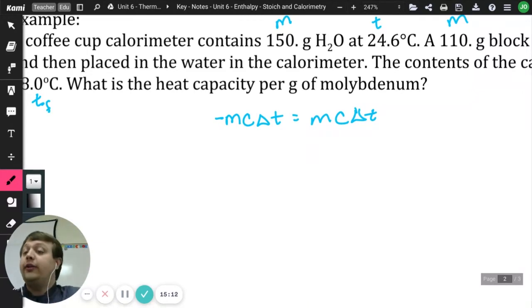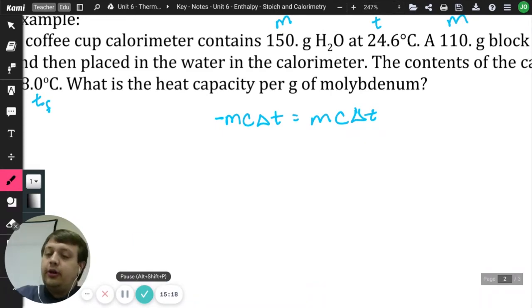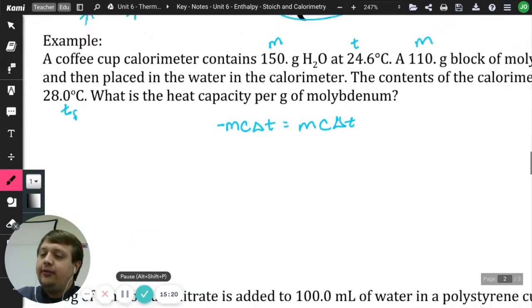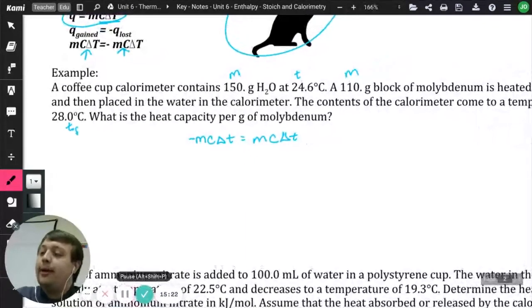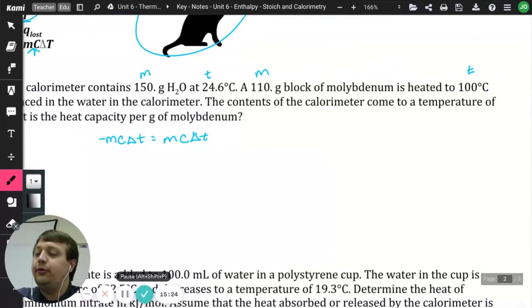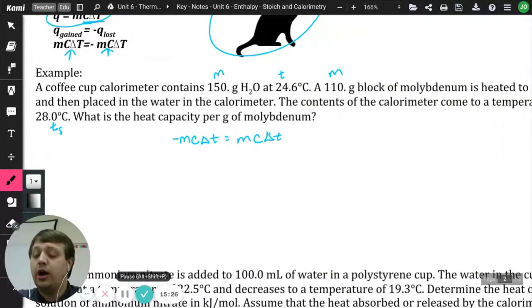Okay, so now it's just a matter of plugging in our numbers here. I've got my molybdenum, which was heated to 100 degrees Celsius, and I've got my water, which was at 24.6. So what's going to be losing energy and what's going to be gaining energy? Well, remember, energy goes from high to low. So we're going to move from the hot temperature to the cooler temperature.